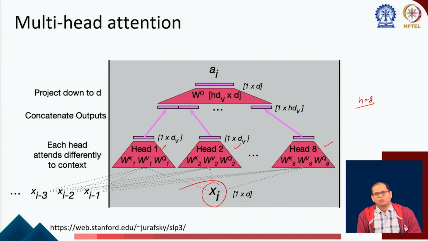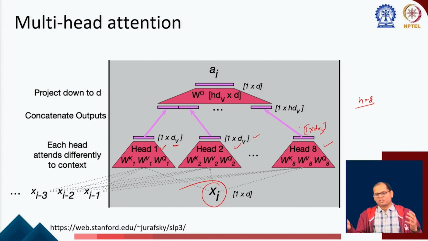Now, what is the output from each head? The output is actually the weighted average of the values. That means the output dimension of each head will be the dimension of the value, right? Because you take a weighted average of the values. So each head is 1 cross dV dimension.